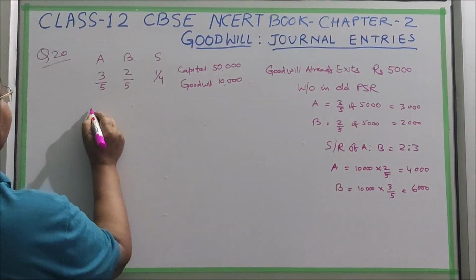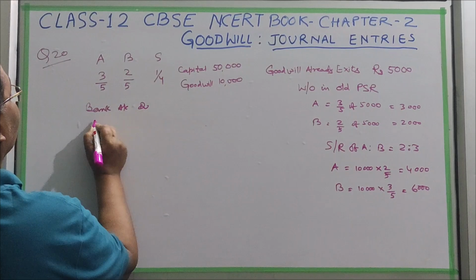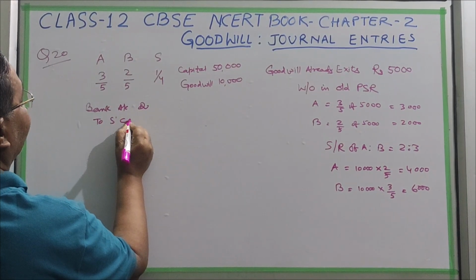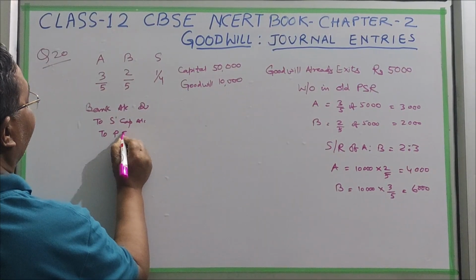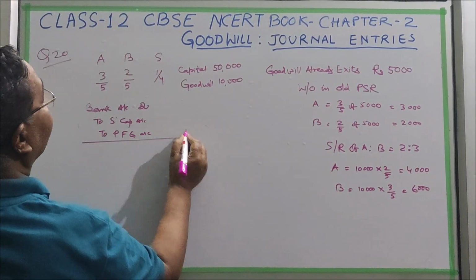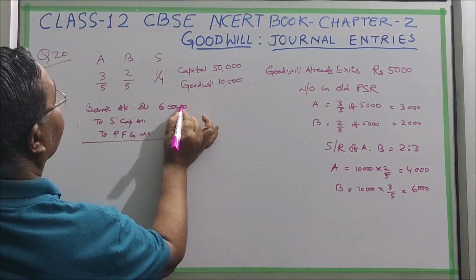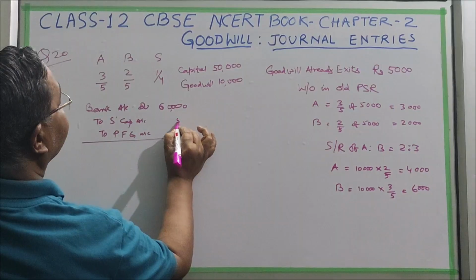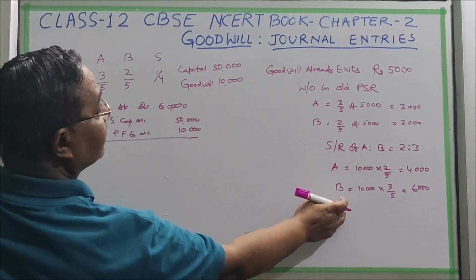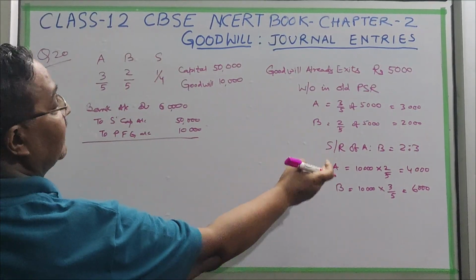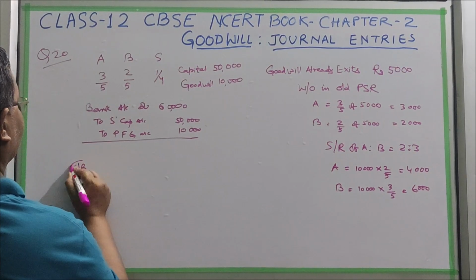So the journal entry: first, bank account debit, to S's capital account, and to premium for goodwill account. This is 60,000, that is 50,000 and 10,000. This 10,000 will be divided between A and B in their sacrifice ratio. You have to write it in the sacrifice ratio.